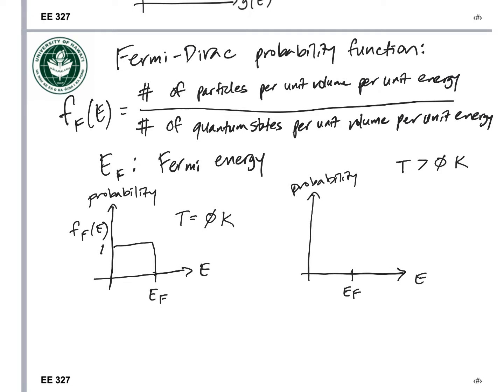What happens to the probability curve? It's smoother, okay? So we smooth out that step function. And what's the value? It should be 1/2 at EF. Okay, so I know the value of that function right at the Fermi energy. It's 1/2. So the probability function looks something like that.